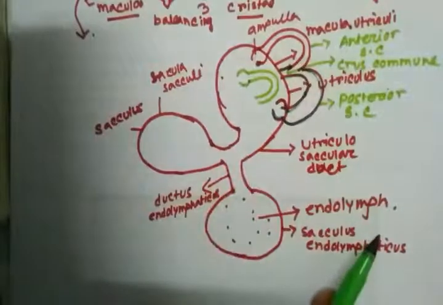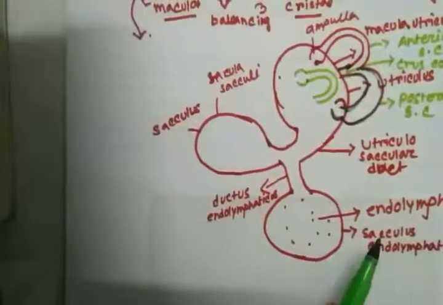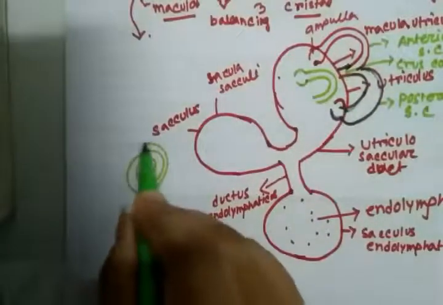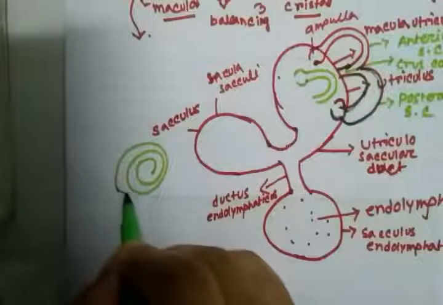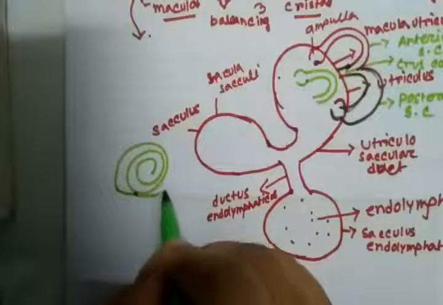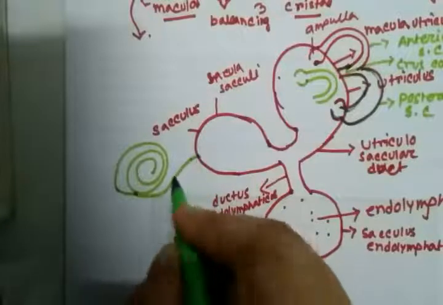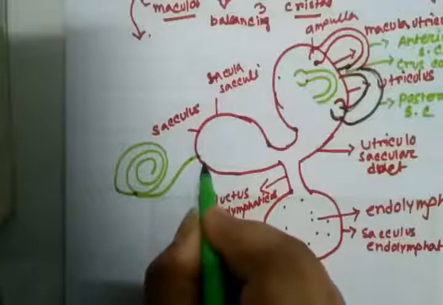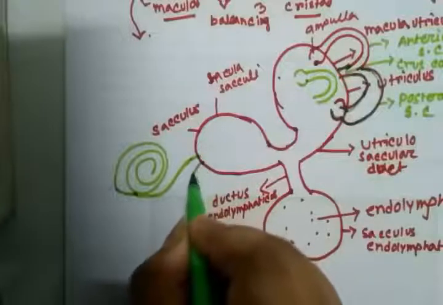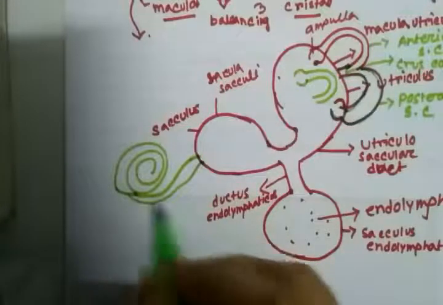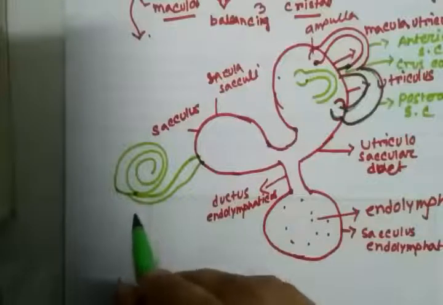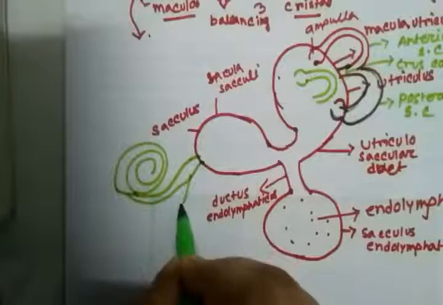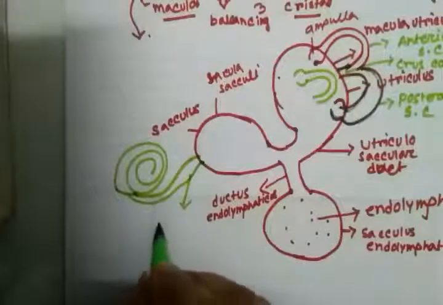And now come to the cochlear part. It is a coil structure, and this cochlea is connected with the sacculus. This cochlea is connected with the sacculus with the help of a small duct, and this duct is known as ductus reuniens.